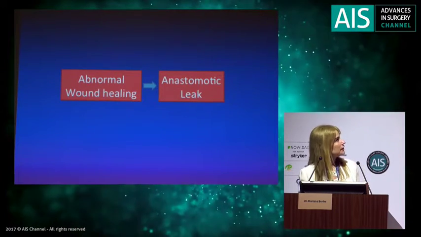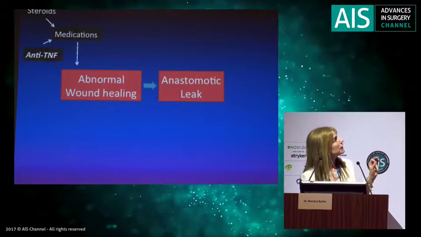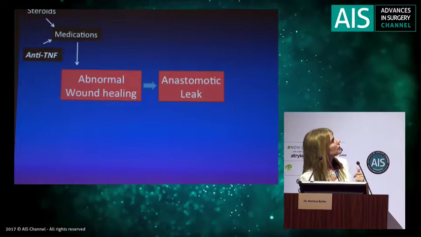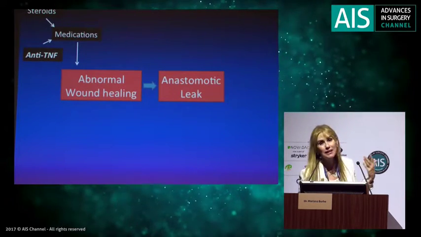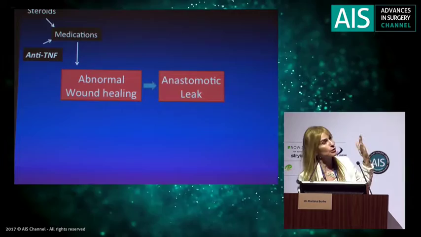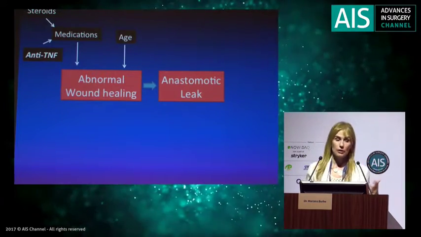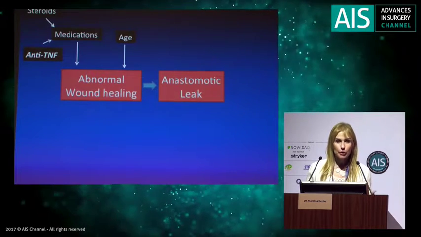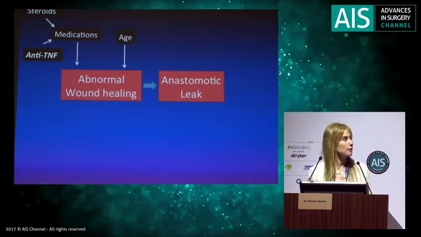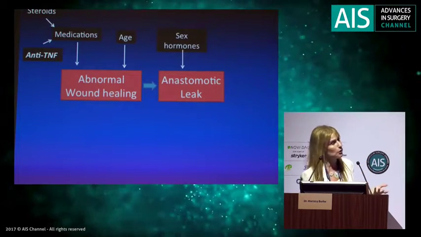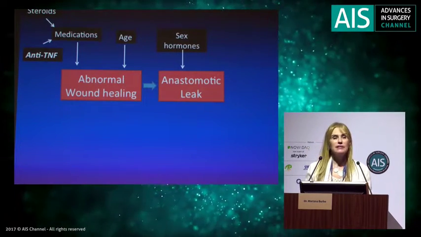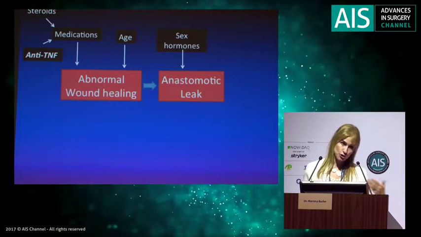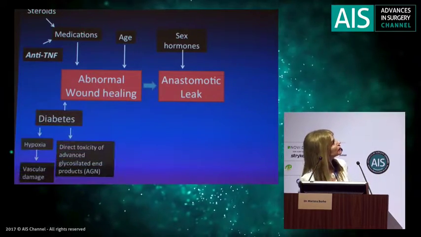An anastomotic leak is an abnormality in wound healing. And there's so many things that can happen that are going to alter the wound healing process. Medications, we're all familiar with steroids or anti-TNFs. Age, people that are older, it's not that they don't heal properly, but it takes longer for them to heal. That's normal. Testosterone and the derivatives are very potent inhibitors of wound healing. Estrogen, on the other hand, stimulates wound healing.